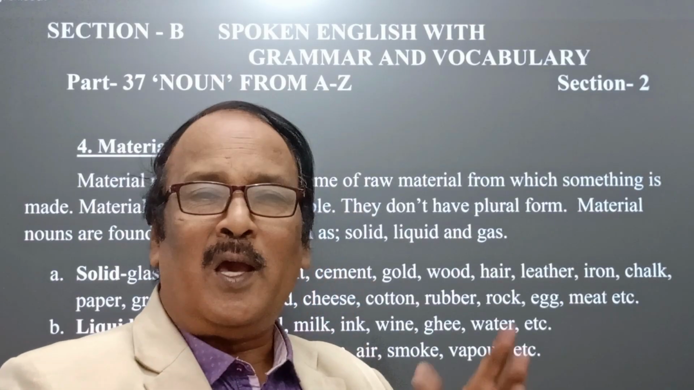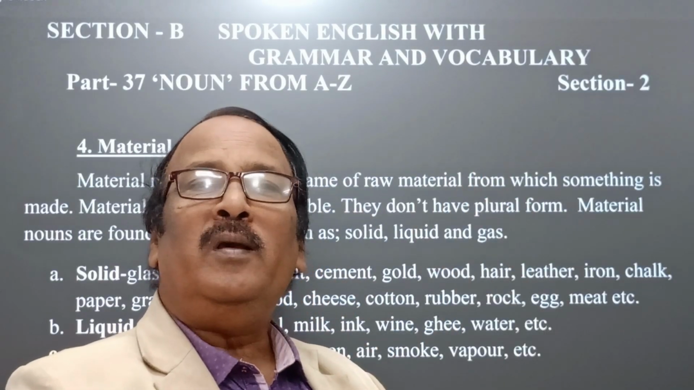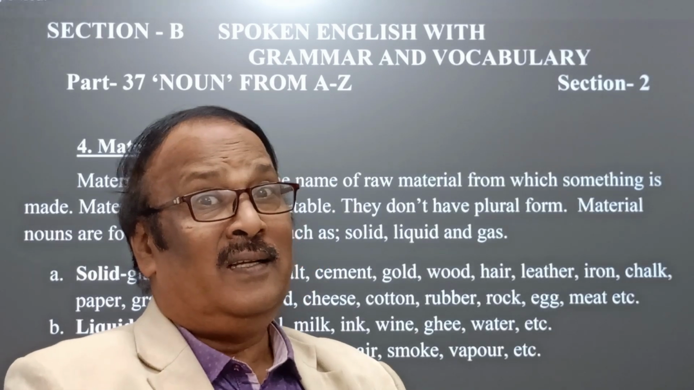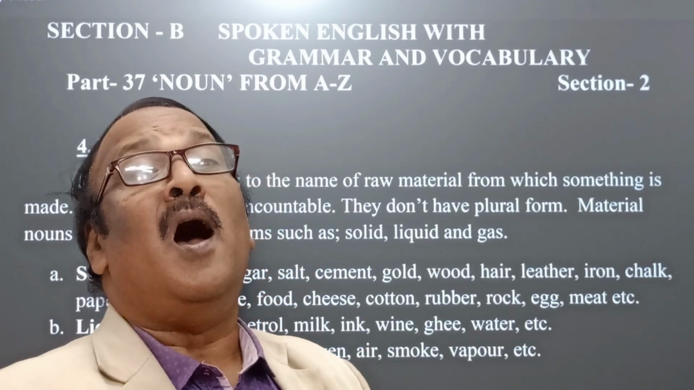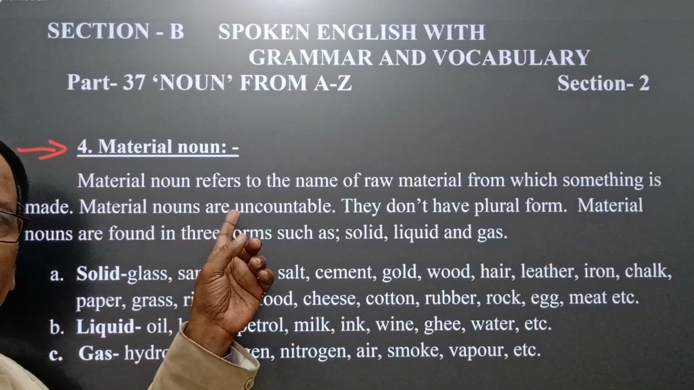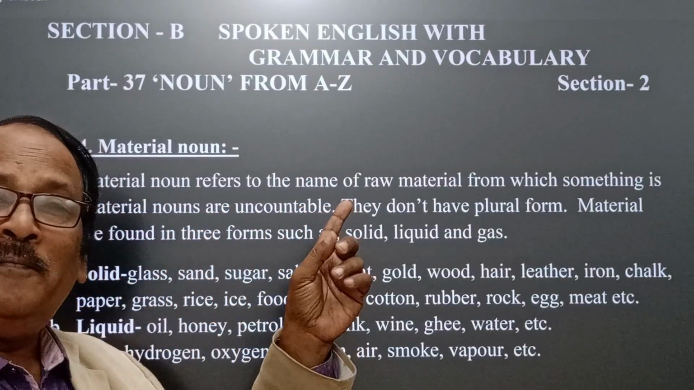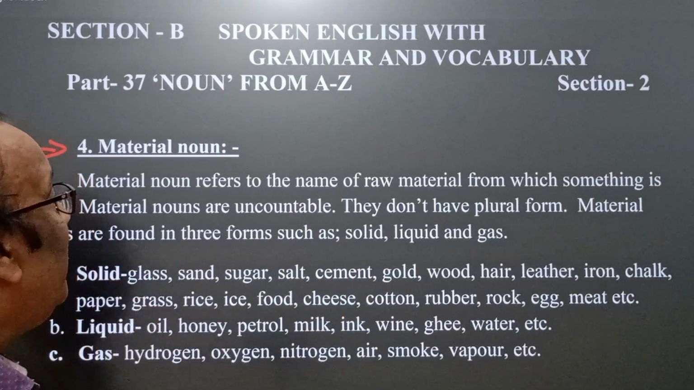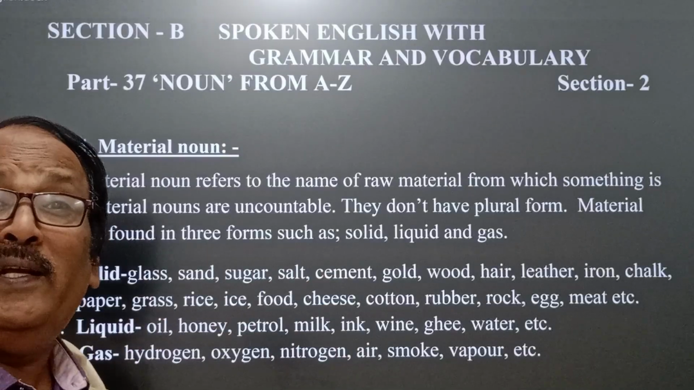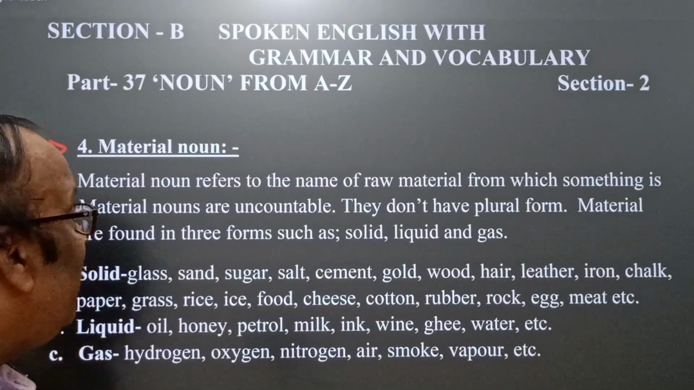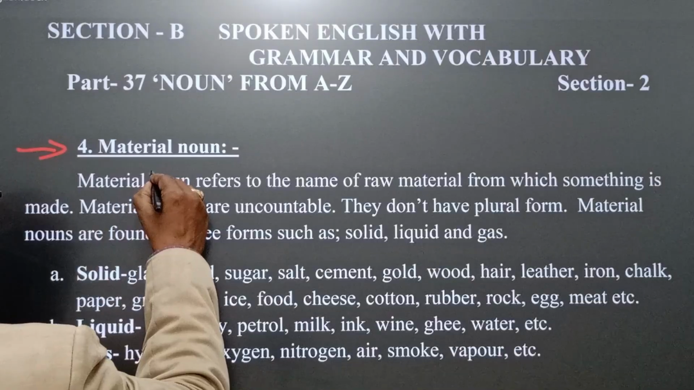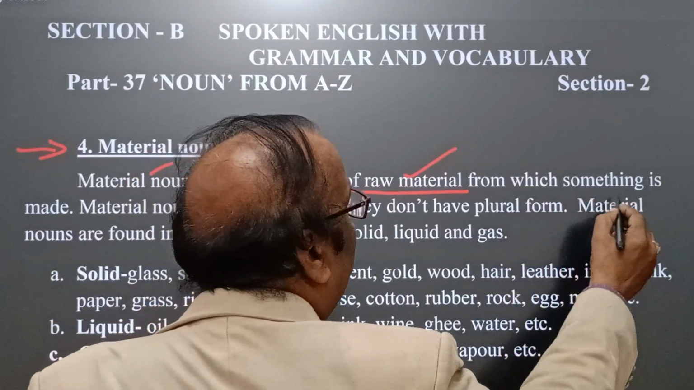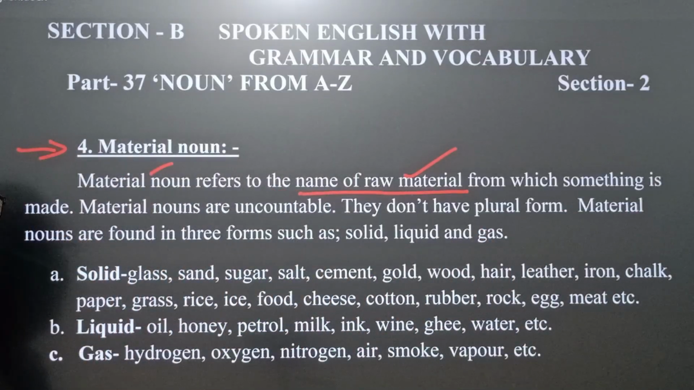In this segment, we are going to discuss the other two important nouns, that is material and abstract noun. Then how? See here, material noun. Yes, this is another important and interesting noun to remember. Then what is the definition of material noun? Listen. Material noun refers to the name of raw material from which something is made naturally.